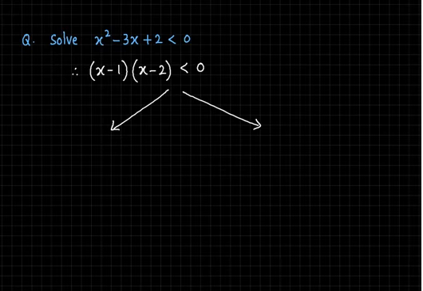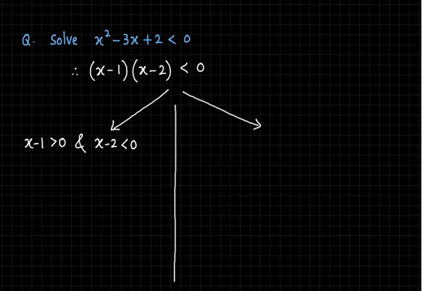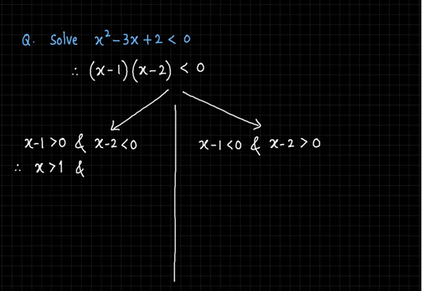So case 1 is that let us consider the first number to be positive and the second number to be negative. Or the second possibility is that the first number is negative and the second number is positive. Right? Now let us see what this leads us to. Now x minus 1 is greater than 0 means clearly x is greater than 1, and x minus 2 is less than 0 means clearly x is less than 2.